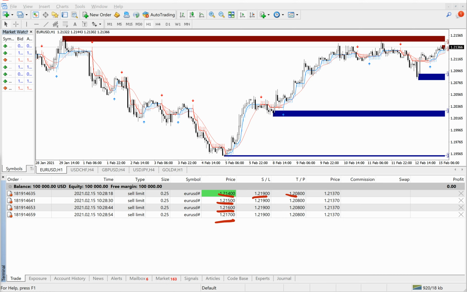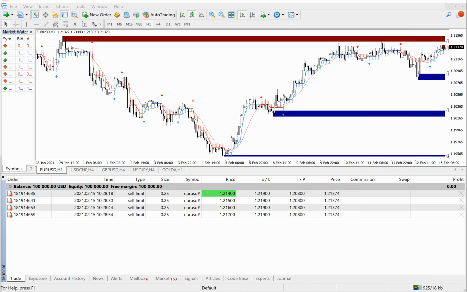And you can see that here the lot size, I have already told that the lot size is set per 100k. So here the level 1, which is traded with one lot, is divided by 4 entries. So each trade will be placed with 0.25 lot size.